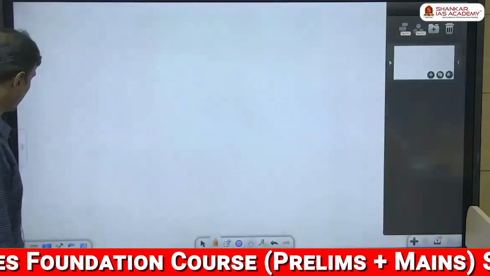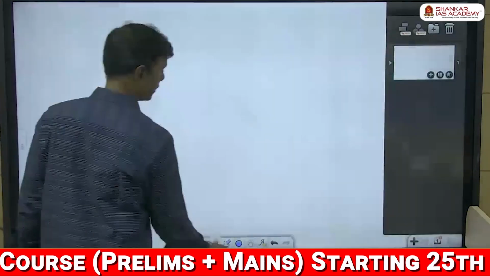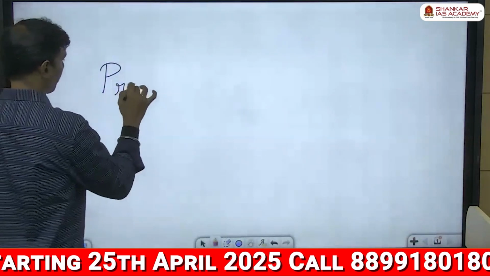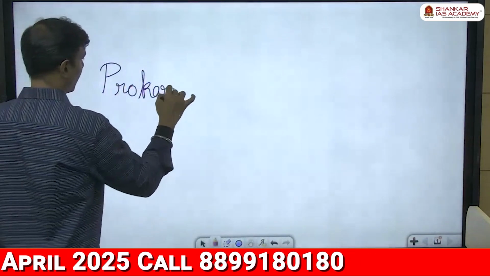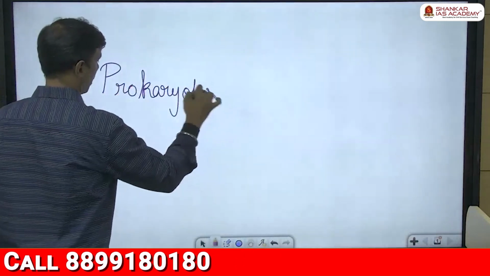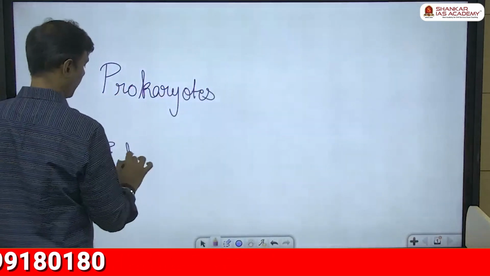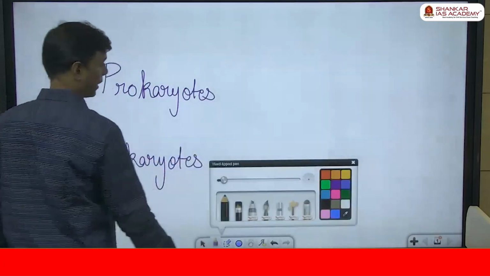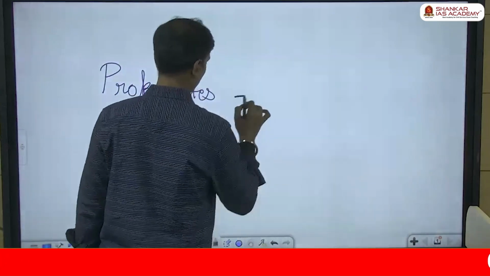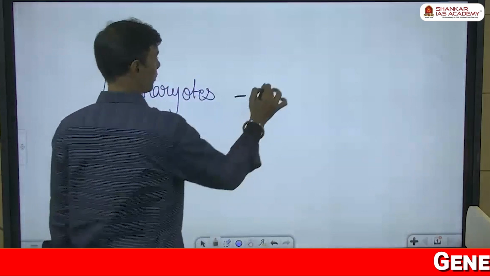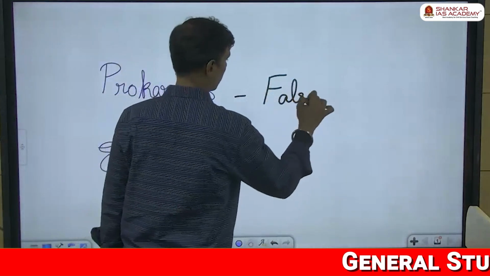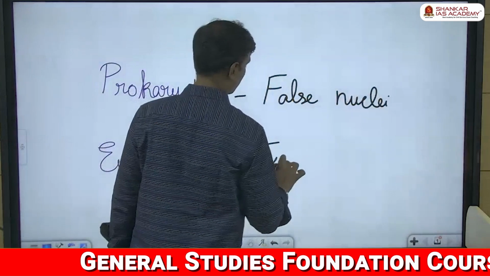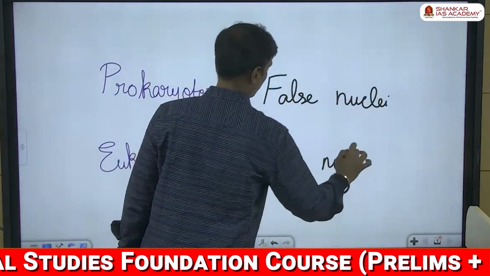But before that, you're going to get familiar with some of the terminologies. First is prokaryotes, and then you have eukaryotes. What are prokaryotes and what are eukaryotes? Any random guesses? Prokaryotes are often called false nuclei. Eukaryotes are called true nuclei.